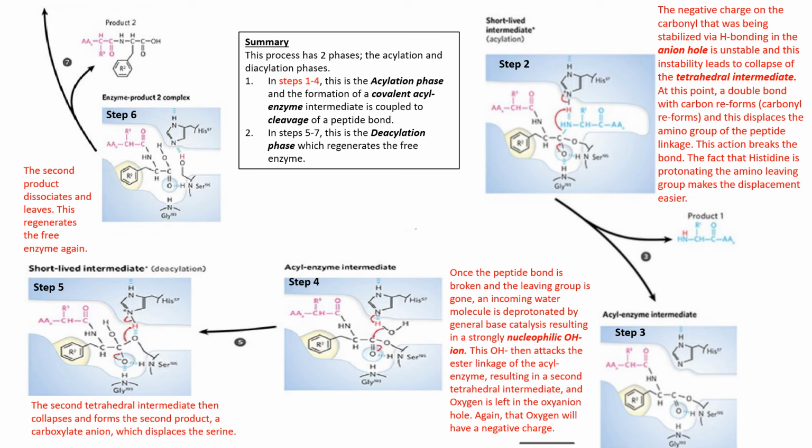In summary, this process has 2 phases, the acylation and deacylation phases. In steps 1 through 4, this is the acylation phase, and the formation of a covalent acyl enzyme intermediate is coupled to the cleavage of a peptide bond. In steps 5 through 7, this is the deacylation phase, which regenerates the free enzyme.